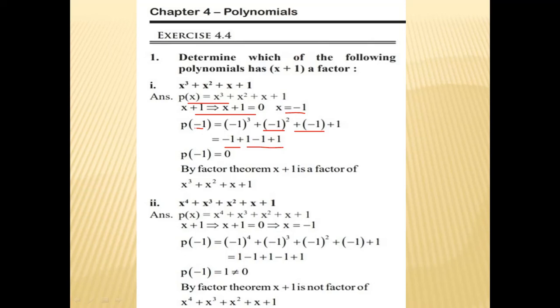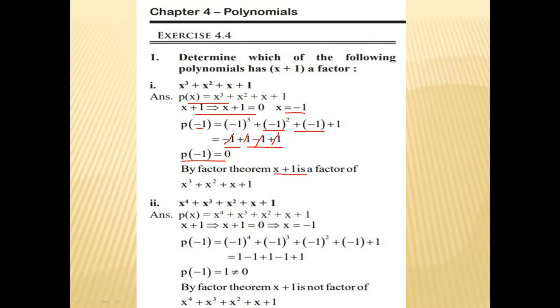Therefore, minus 1 plus 1 is cancelled. Similarly, minus 1 plus 1 is cancelled. We get P of minus 1 is 0. Therefore, the remainder is 0. P of minus 1 is nothing but the remainder. When the remainder is 0, by factor theorem, we say x plus 1 is a factor of P of x.